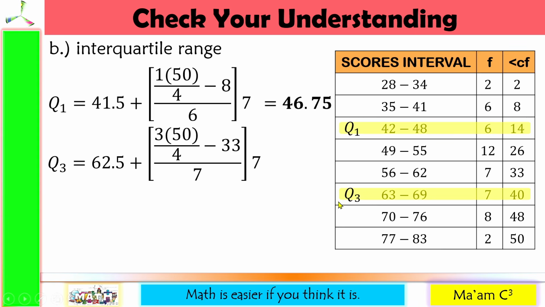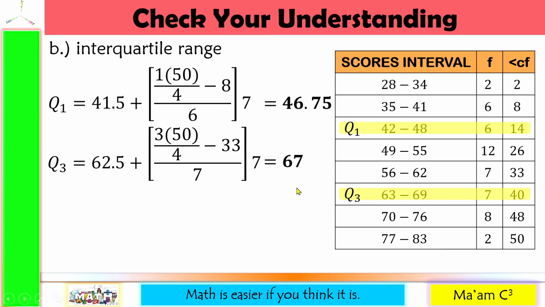So the class previous to the third quartile class is this one, and the less than cumulative frequency is 33. All over 7, the frequency of the quartile class. Multiply with the class width, which is also 7. So 3 times 50 divided by 4, then subtract 33, and then divided by 7, then multiply the answer by 7, and finally add 62.5. It should give you an answer of 67.